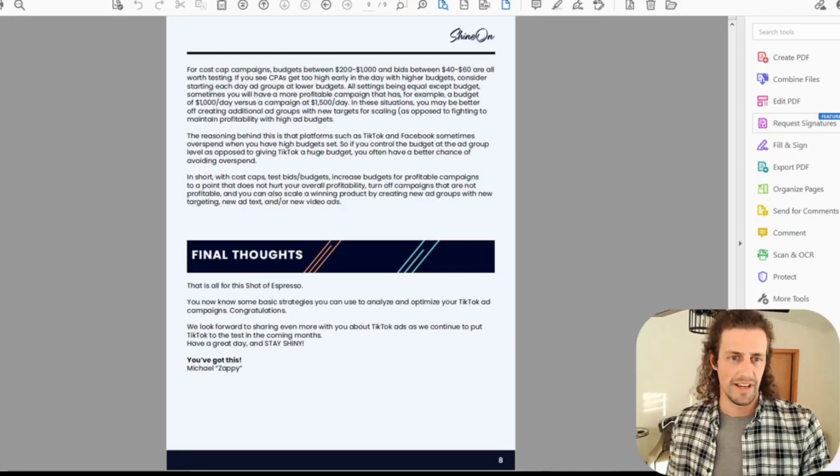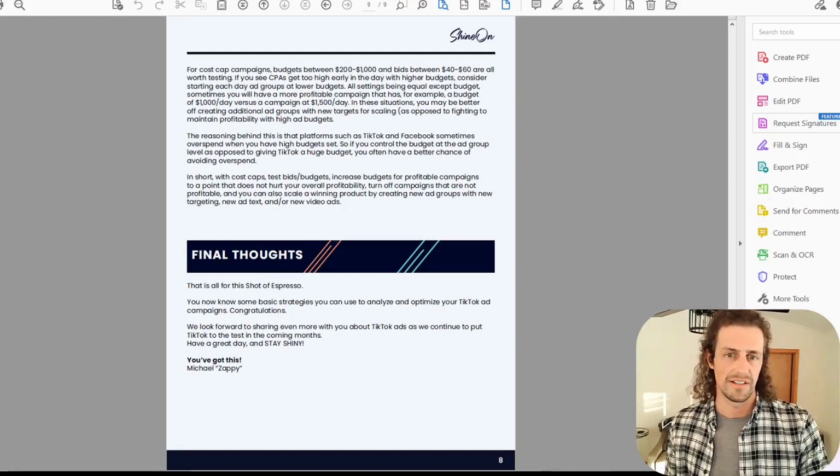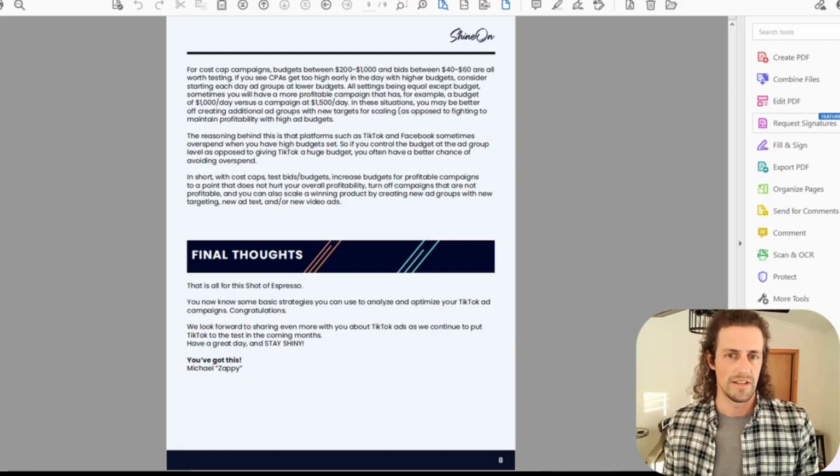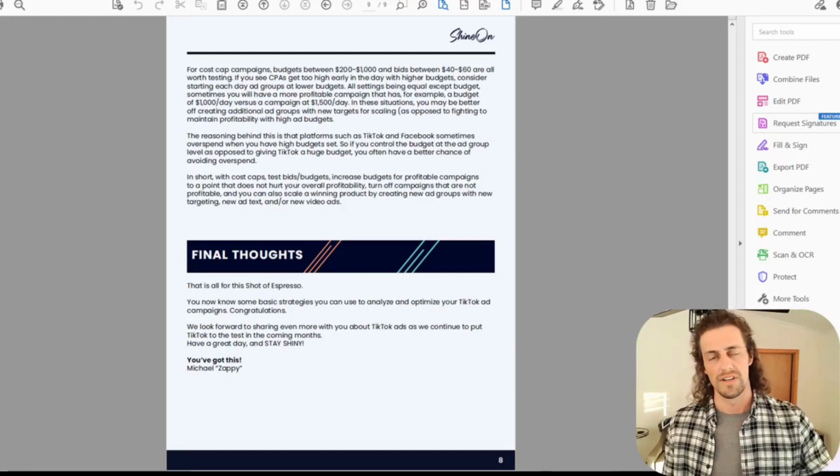In short, with cost caps, test bids, budgets, increase budgets for profitable campaigns, turn off the campaigns that are not profitable, and you can also scale a winning product by creating new ad groups with new targeting, new ad text, or new video ads. So always keep that in mind too. You can test different video ads themselves, but you also have the actual call to action, and you have the text description that will show up at the bottom of your video. So always think about testing those out as well, especially as you're finding a product that works.